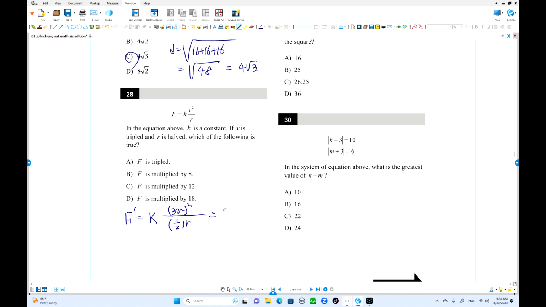What happened over here? Check it out. k times 9b squared over 1 over 2 r. What is the value of this? 9 over 1 over 2 is 18, isn't it? 9 over 1 over 2 equals 18. When you move this out, 18 is outside, and inside is the same as before, right? This is the original F. So the new force is 18 times the original force, okay? Multiplied by 18 is the answer.